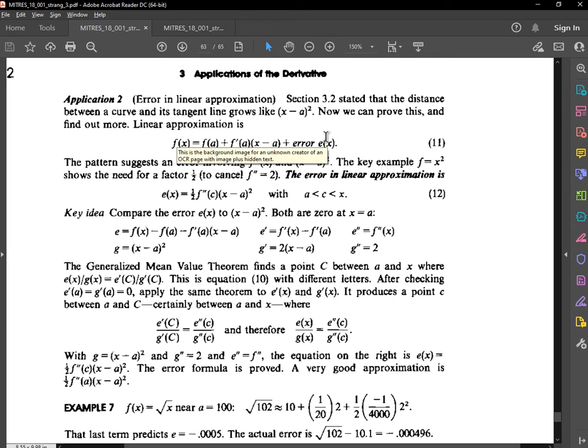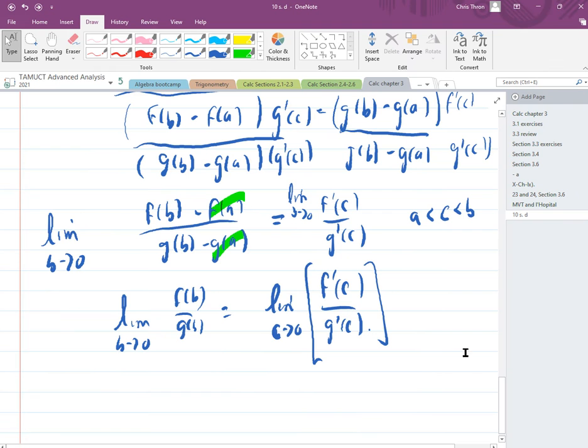There's Taylor's formula with remainder that gives you the remainder, and here we can find the remainder in a simple way using the mean value theorem. Okay, well, let's see if we can follow along with this argument. I'll copy this into my page.